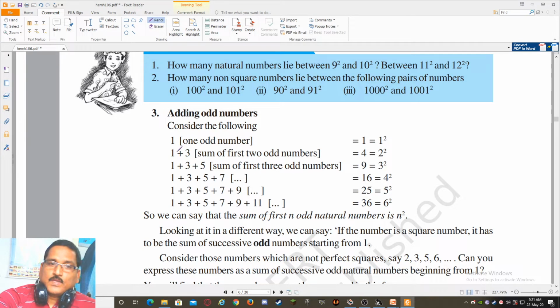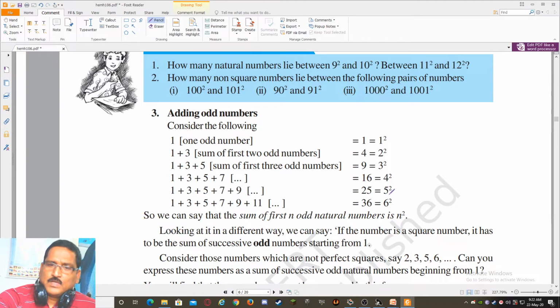Square, one square. The sum of consecutive odd numbers: two consecutive odd numbers means 2 square, 3 consecutive numbers means 3 square, 4 consecutive numbers means 4 square. 1 plus 3 plus 5 plus 7: how many odd numbers are there starting from 1? 4, that means 4 square. 1, 2, 3, 4, 5: 5 consecutive odd numbers are there. That means what will be the sum? Directly 5 square, 25. It will be.